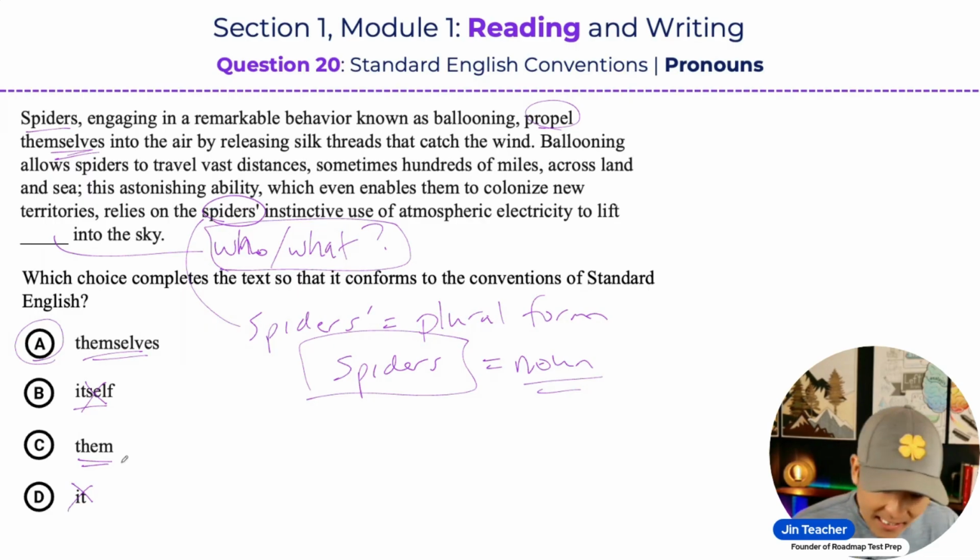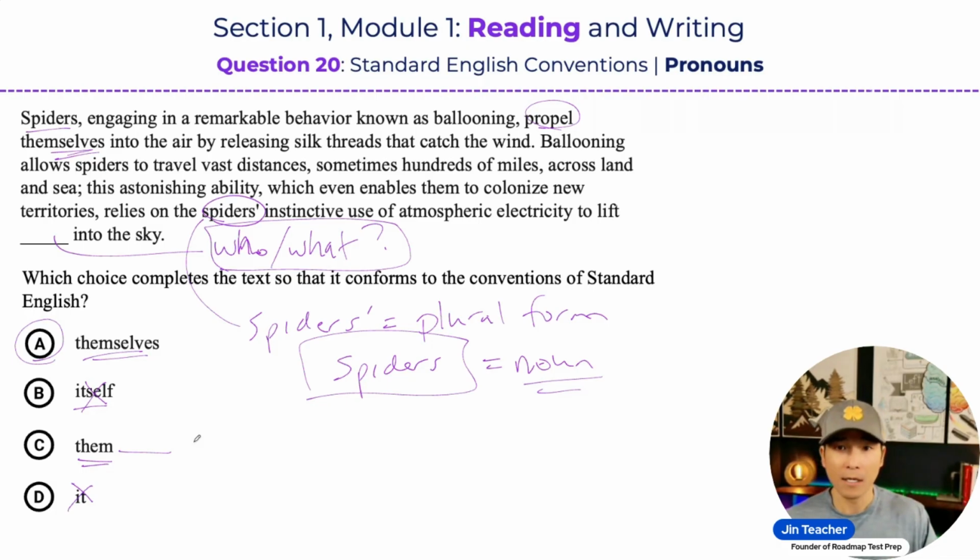Because if I said the spider's instinctive use of atmospheric electricity to lift them into the sky, then you ask yourself, well, who are they lifting into the sky? To lift them into the sky kind of sounds like the spiders are using electricity to lift something else into the sky, right? They're lifting them into the sky versus themselves. Can you guys hear that? And so this is where it doesn't make logical sense, because who are they lifting into the sky if it's not themselves?